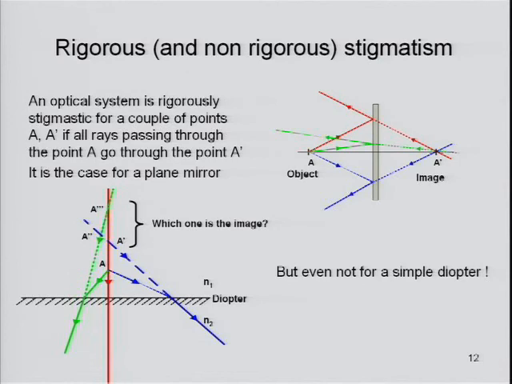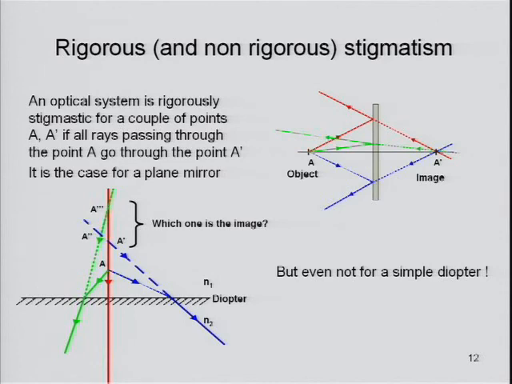So, rigorous and non-rigorous stigmatism. A system is called stigmatic when, for a couple of points A and A prime, all rays passing through the point A go through the point A prime. It's the case for a plane mirror, as we can see on the right. In this case, A prime is the image, but again, it's on the other side of the mirror. I cannot see it. So in this case, A is a real object, but A prime would be a virtual image.